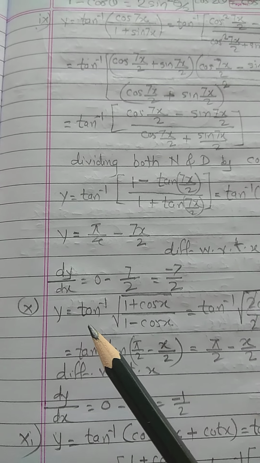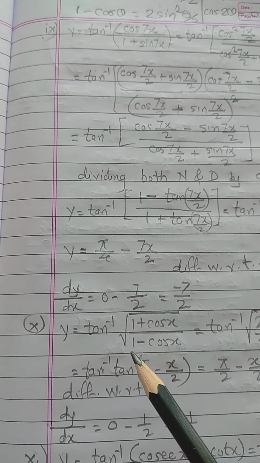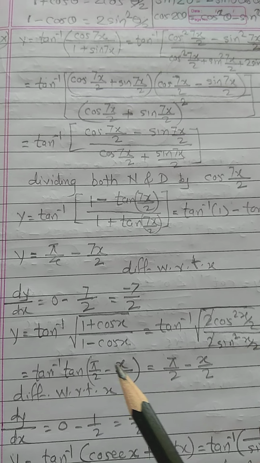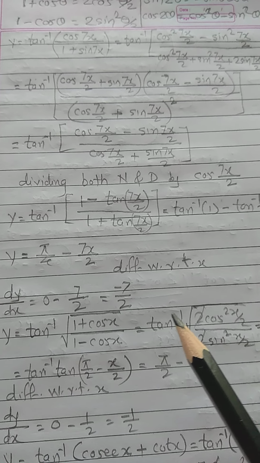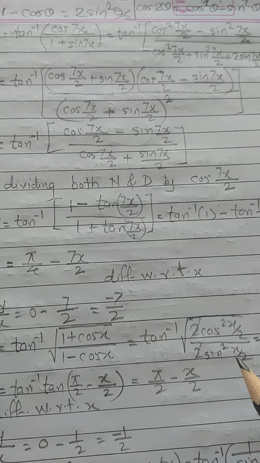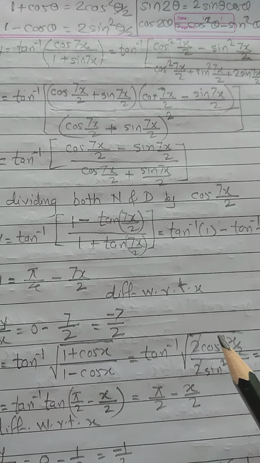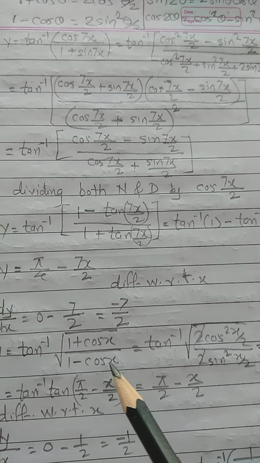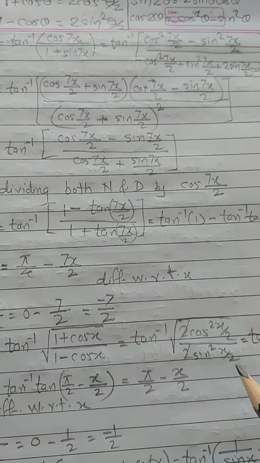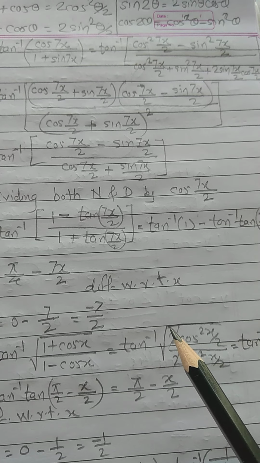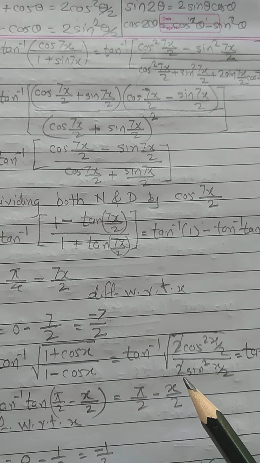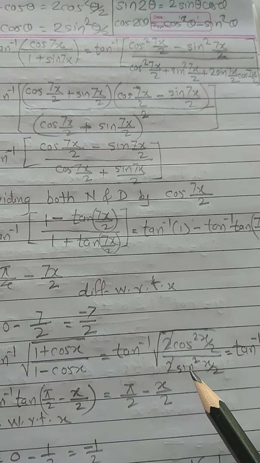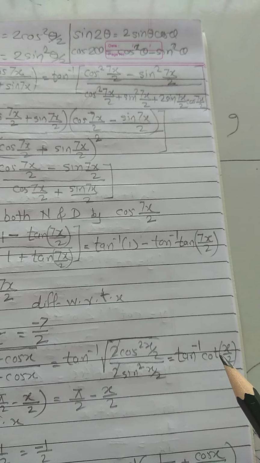Roman 10: y equal to tan inverse of root of 1 plus cos upon 1 minus cos. 1 plus cos is 2 cos square, 1 minus cos is 2 sin square. We have to make half of the angle each time. If you are writing the result 1 plus cos as 2 cos square, then you have to make half of the angle; 1 minus cos as 2 sin square, you have to make half of the angle. Here the angle is x and half of that will be x by 2. 2 in the numerator will get cancelled with 2 in the denominator. Cos square upon sin square is cot square and root of cot square is cot.